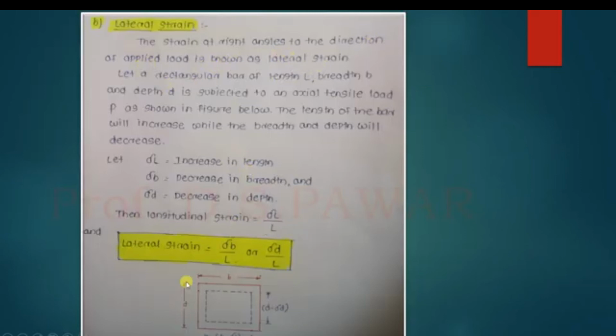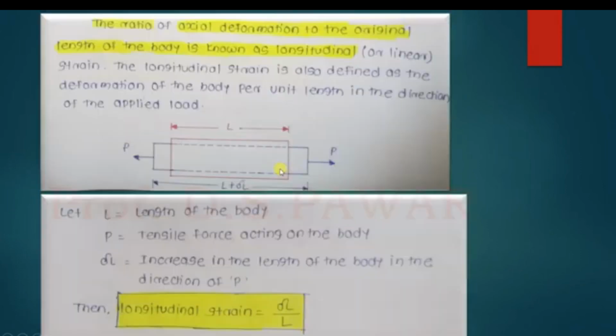Now we take an example. Let the rectangular bar have length L, breadth B and depth D. If you cut the cross section of that bar, you can see the breadth and depth of that bar having total length L. The bar is subjected to axial tensile load P as shown in the figure. So here you can see the length of the bar will increase while the breadth and depth will decrease. Already I have told you, length is going to increase and breadth and depth are going to decrease.